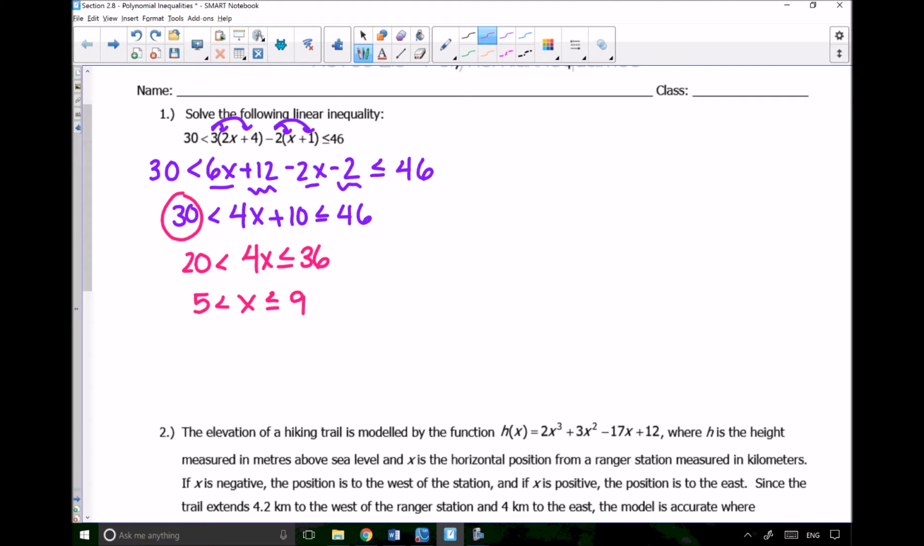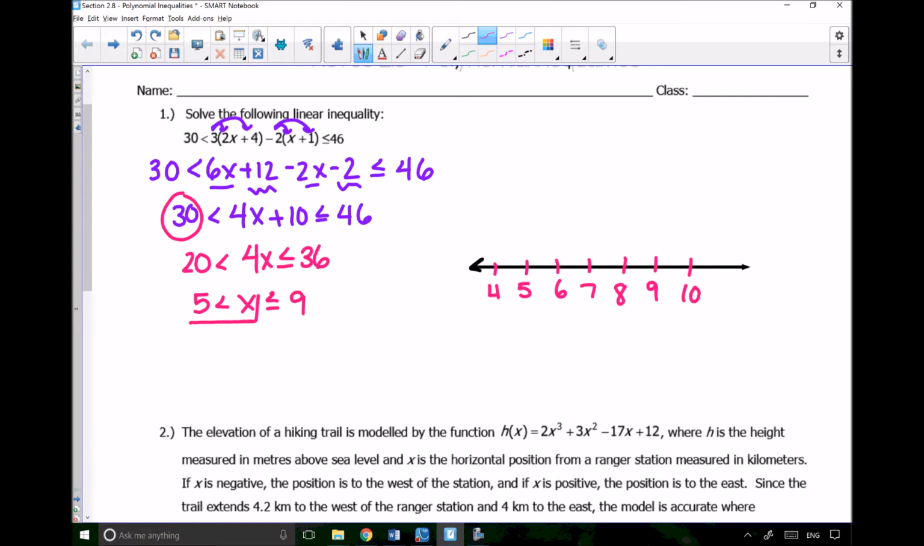Hopefully this should be just a review for you guys. Let's go ahead and graph this out on a number line. Here's what my number line looks like. Obviously you want an arrow on both ends. We know that our smallest value is 5, so I'm going to start at 4. And we know our largest value is 9, so I'm going to go a little bit farther past 9. I'm going to go to 10.